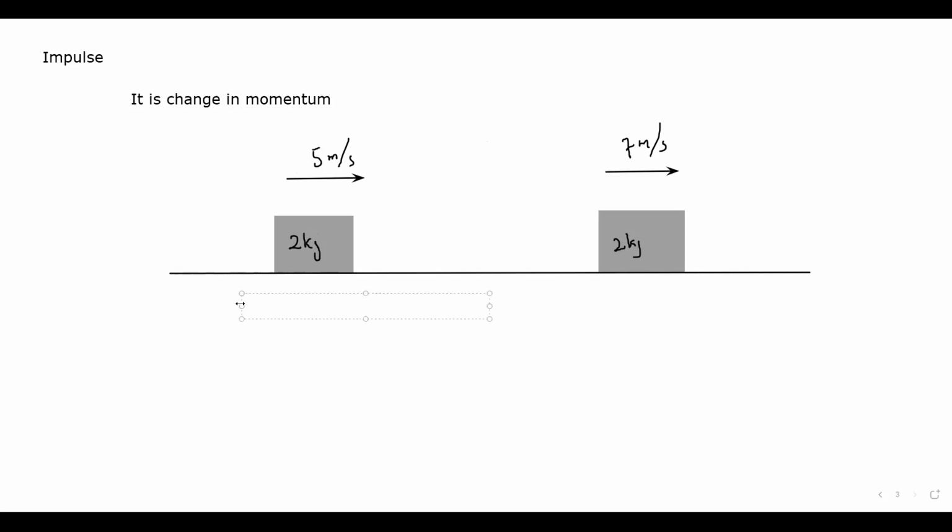So what is the starting momentum, or initial momentum? Initial means the starting momentum. Momentum is calculated by mass into velocity. Mass is 2 and the velocity is 5, so 2 multiplied by 5. So the initial momentum is 10 kilogram meter per second. What about the final momentum?